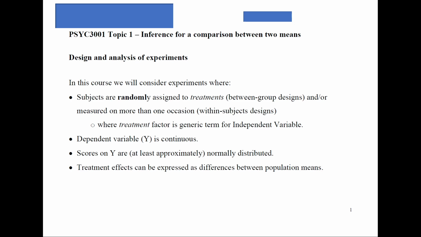And so what this means is that the first rule of statistics is when it comes to psychological experiments, what we are trying to do is work out the effect of something on something else.